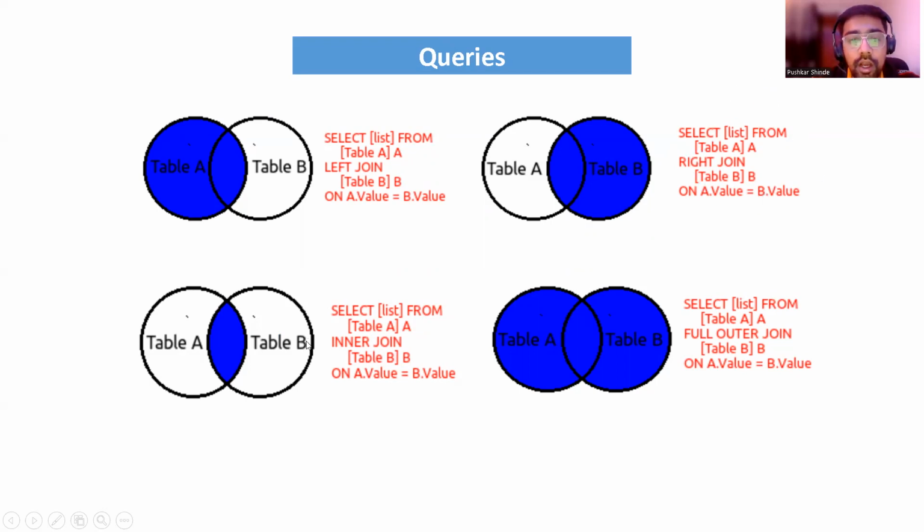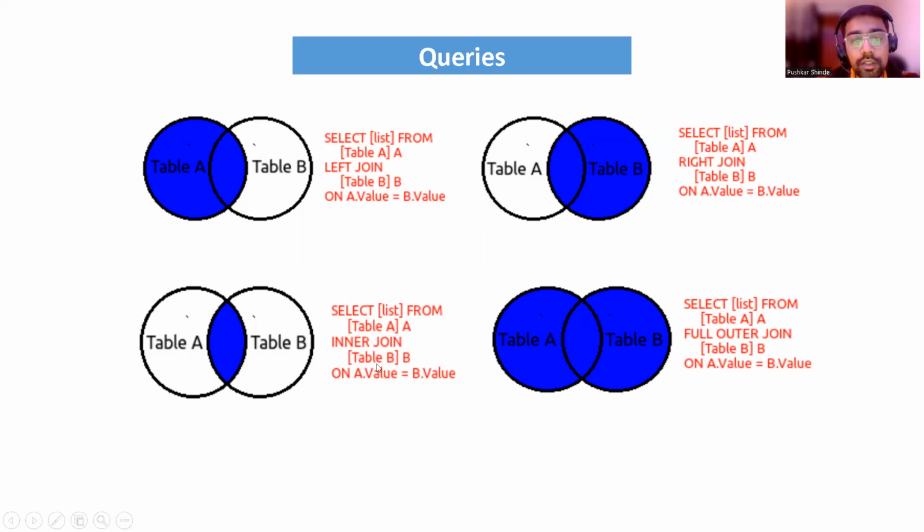Moving forward, on the bottom left corner, you will see the query for the inner join. So the remainder of the query remains as it is. The only keyword changing is the type of join you want to perform. Here we have mentioned that we want to do inner join. So the inner join keyword is there.